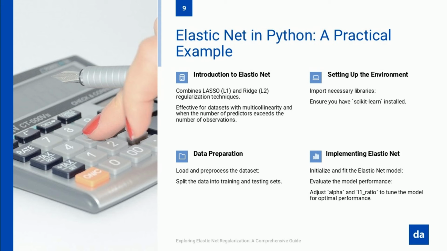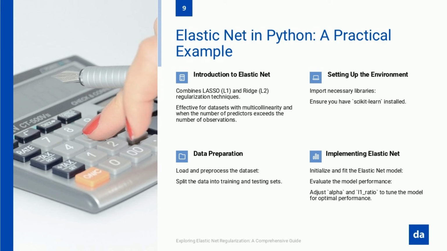First things first, setting up the environment. We need to make sure we have the right libraries installed. The key one here is scikit-learn, which gives us an easy-to-use implementation of Elastic Net. So if you haven't already, you'll need to install it using pip install scikit-learn. Once that's done, we import everything we need: NumPy for numerical operations, pandas for handling datasets, and of course Elastic Net from scikit-learn.